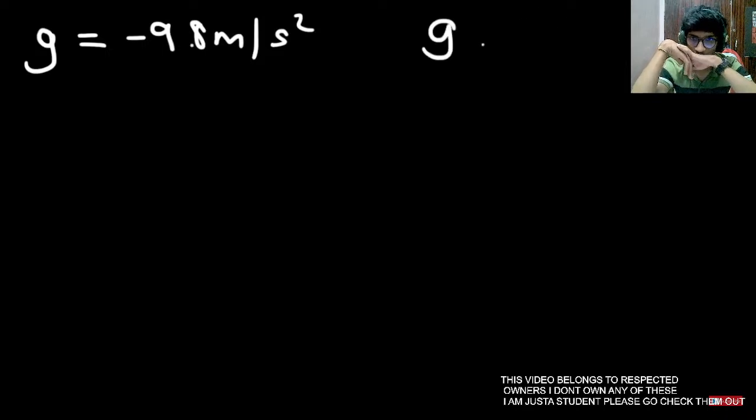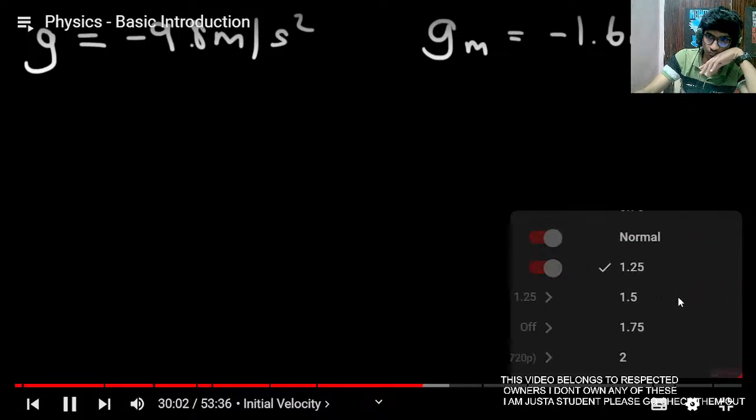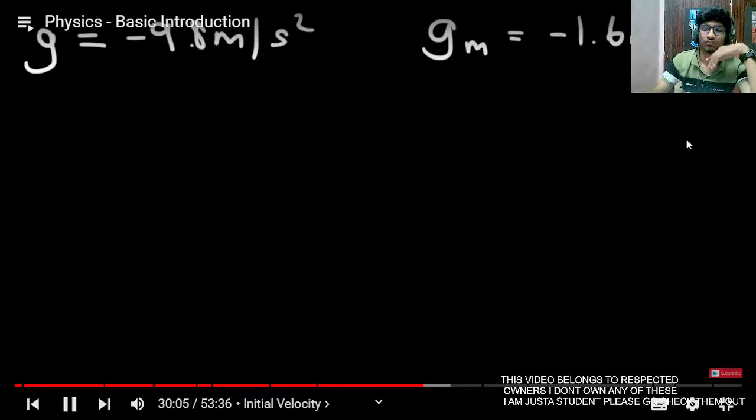So the gravitational acceleration of the moon, for example, is negative 1.6 meters per second squared. It's a lot less. For one reason, the moon has less mass than the Earth. And so you will weigh a lot less on the moon. You'll feel lighter on the moon. And so you can jump higher on the moon. But let's focus on the gravitational acceleration of the Earth, negative 9.8.